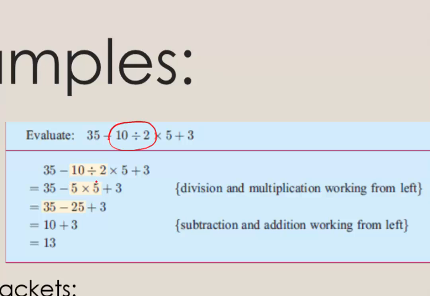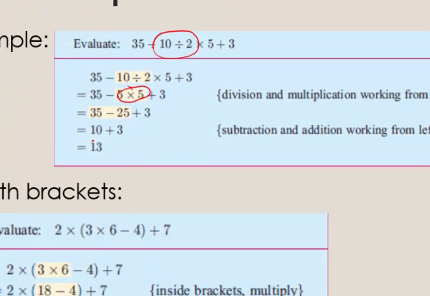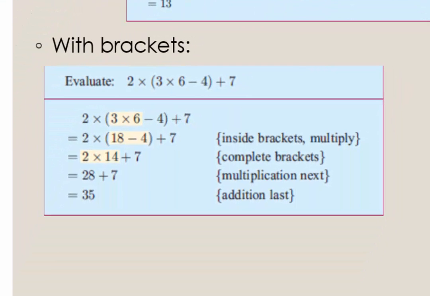What do we do next? We do the multiplication. 5 times 5 is 25. 35 minus 25 plus 3. Then we go from left to right. So 35 minus 25 is 10, plus 3 is 13. So very, very simple.